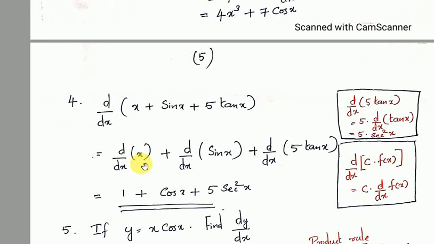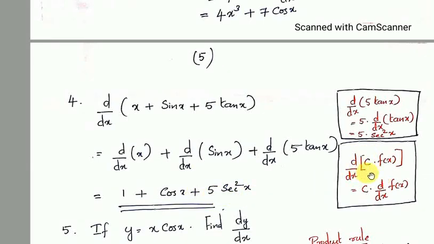The derivative of x is 1. The derivative of sin x is cos x. Here, derivative of 5 tan x. 5 into tan x, 5 is a constant. What we will do? We have to take that 5 outside. So 5 into derivative of tan x. See here, d by dx of 5 tan x. 5 is a constant, so we can take it outside. So 5 into d by dx of tan x. What is the derivative of tan x? Sec square x. So 5 sec square x.